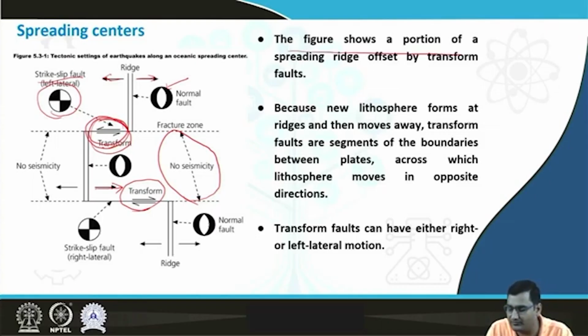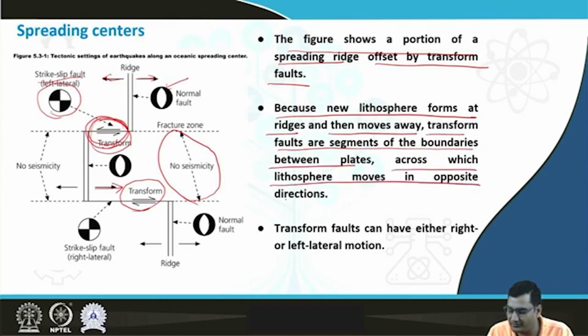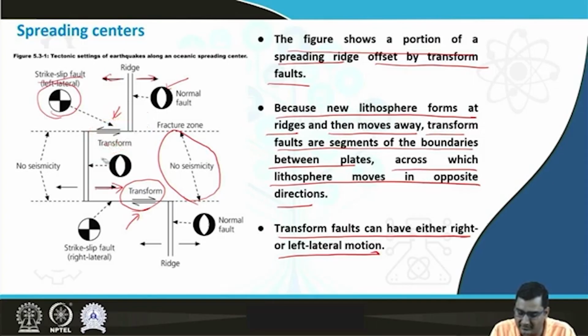The figure shows a portion of a spreading ridge offset by a transform fault. Because new lithosphere forms at ridges and then moves away, transform faults are segments of boundaries between plates across which lithosphere moves in opposite directions. Transform faults can have either right or left lateral strike slip fault motion. That is what we have discussed over here and here. So here it is a left lateral strike slip faulting, and here at this particular region the transform fault is of right lateral strike slip fault.